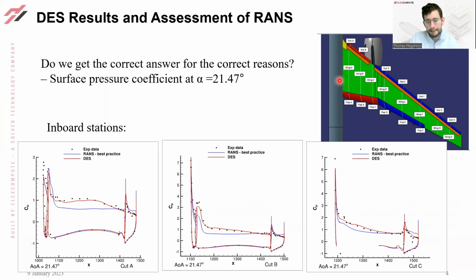Three slices are presented here at the most inboard stations, with cut C corresponding to the span-wise location behind the nacelle. Overall, excellent agreement is seen for the DES results when compared to experiments, as the separation on the main wing surface is significantly reduced when compared to RANS. The predictions on the flap are also improved significantly.